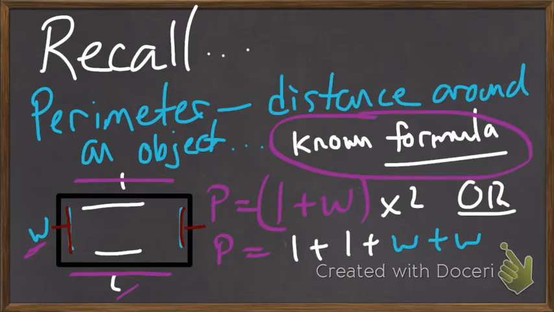So when we want to find out the perimeter, all we need to do is add these values together. There's two ways of doing that when we write it out. We can write out our length plus our width and multiply it by 2, or we can write out length plus width plus length plus width.